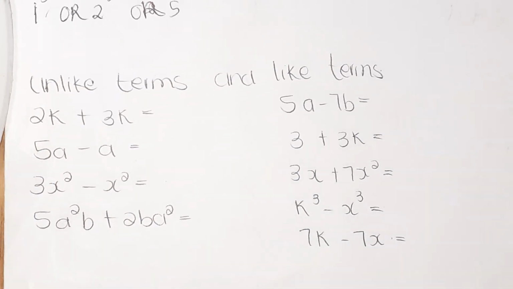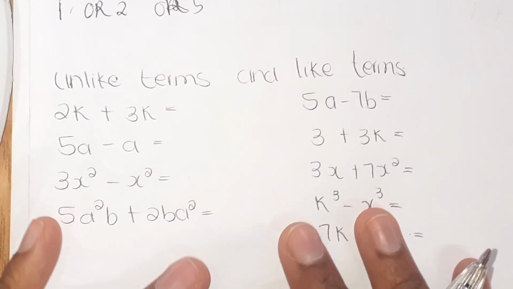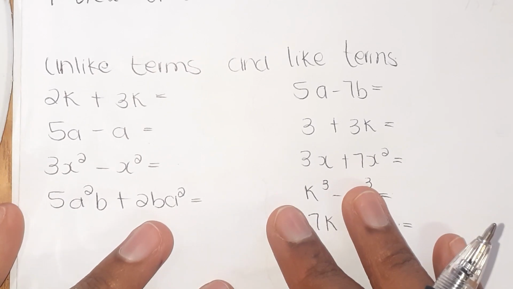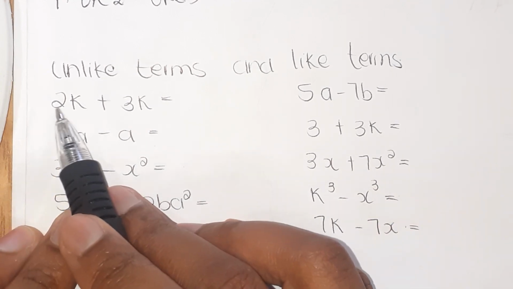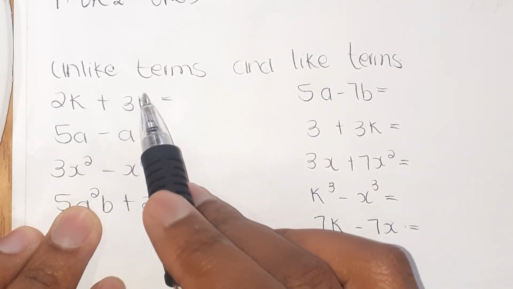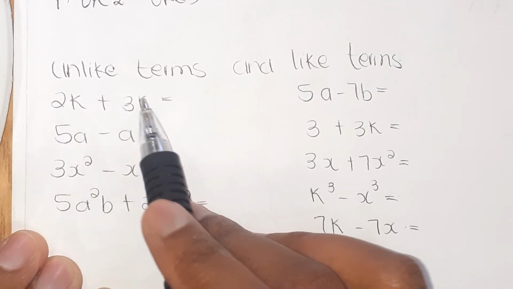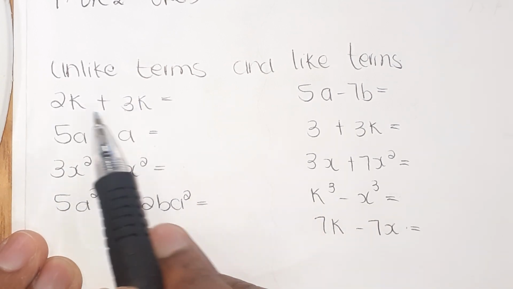Now we are moving to unlike and like terms. I did this previously in my algebraic question, but we can still do it. This is the same. This is a cat, this is a cat, this is a cat, this is a cat, guys. So the k's are the same.